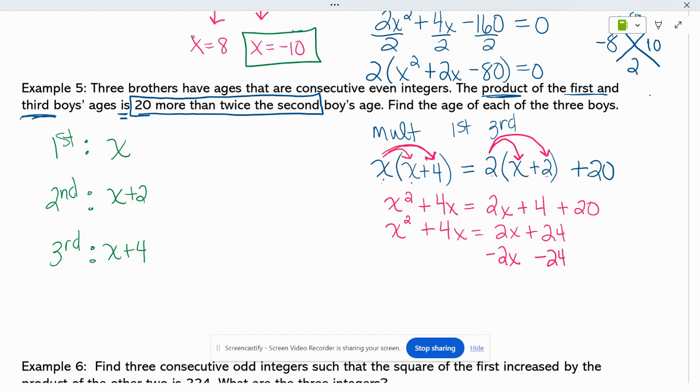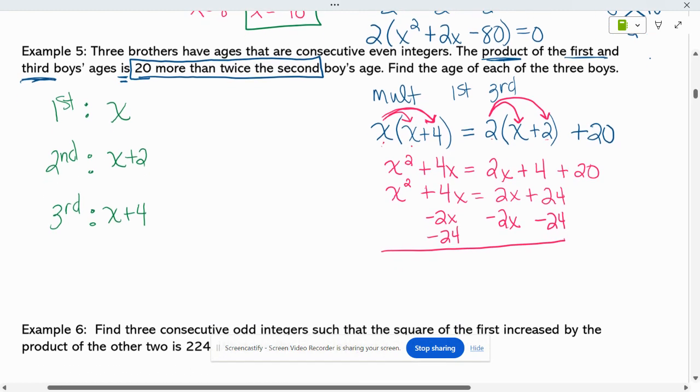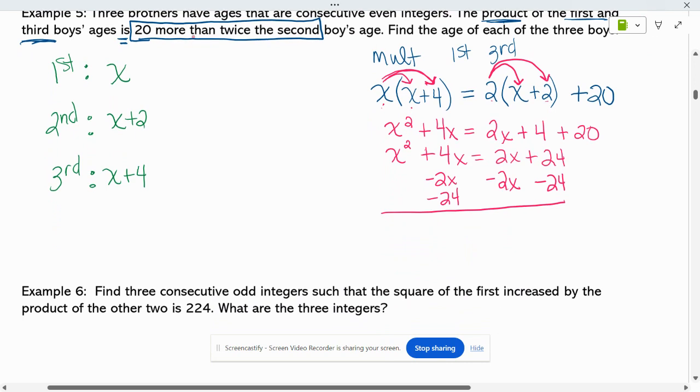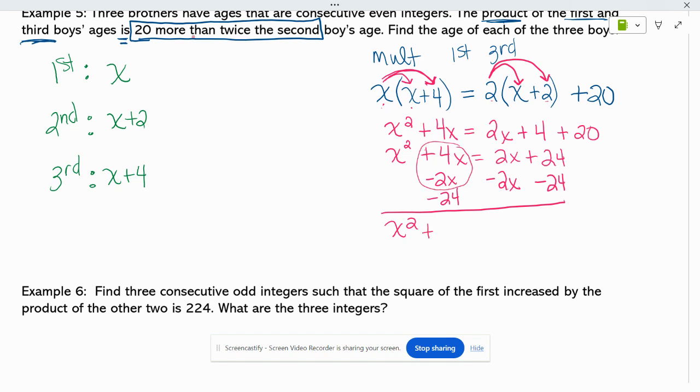You guys are doing great. Minus 2x and minus 24. Notice that I just put that 24 right below it because I don't have a like term that matches that constant. So let's see. I have x squared and a positive 4x and a negative 2x give me a positive 2x minus 24 equals 0.